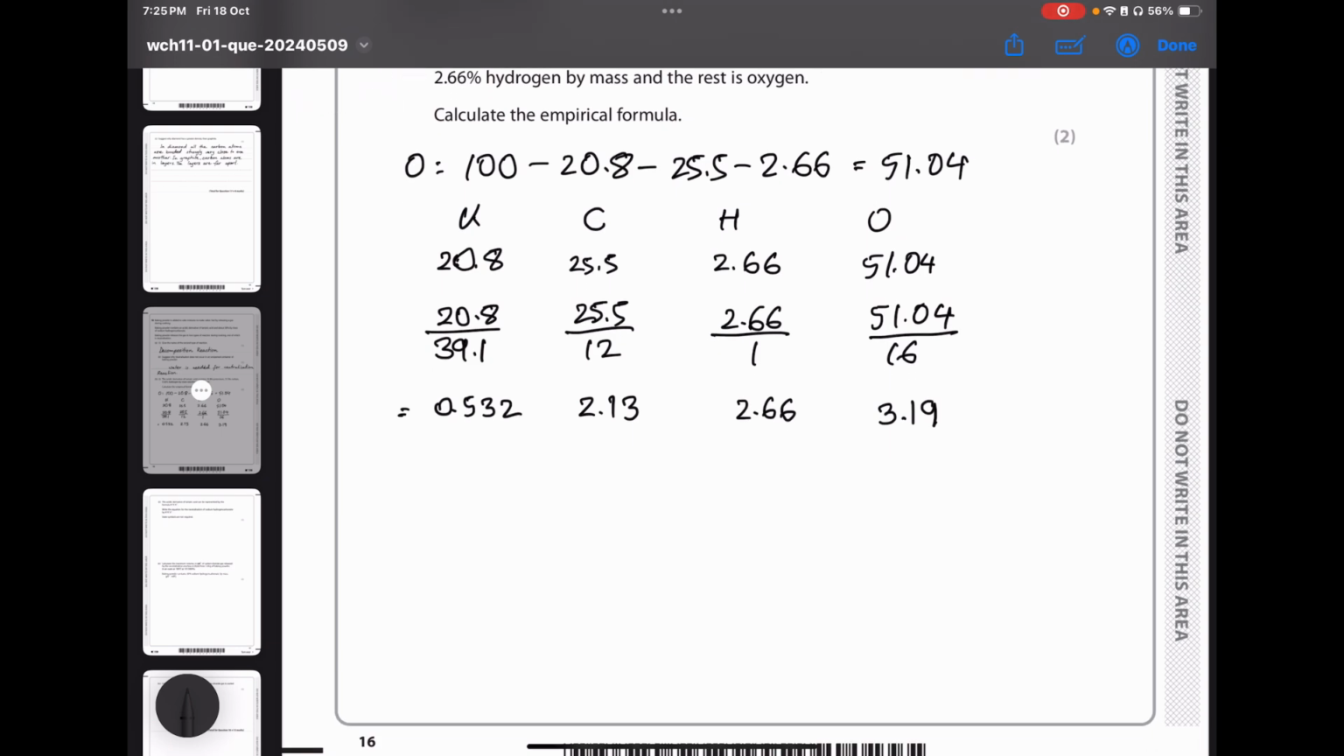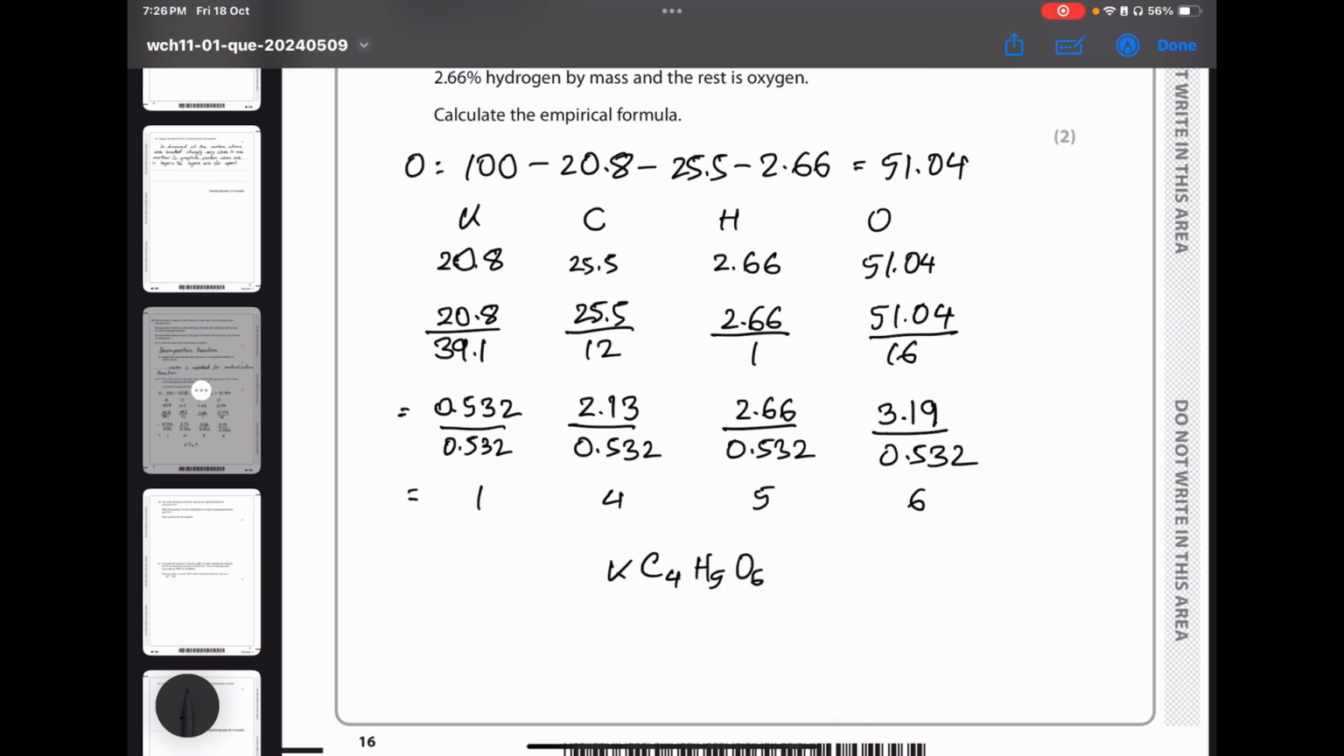Now, the smallest one is 0.532. So if I divide all of the numbers by 0.532, we get a ratio of 1, 4, 5, and 6. So your empirical formula is going to be KC4H5O6.